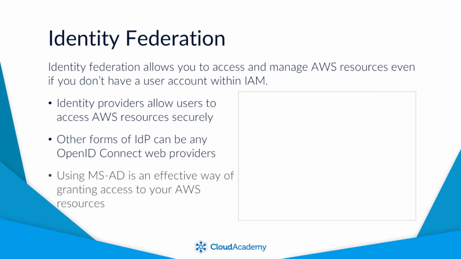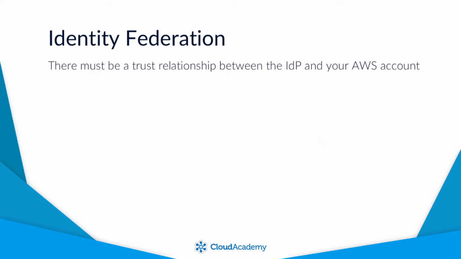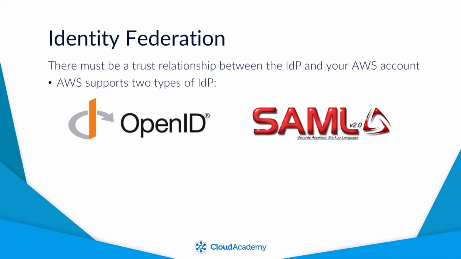As the vast majority of organizations today are using Microsoft Active Directory, using MSAD is an effective way of granting access to your AWS resources without going through the additional burden of creating potentially hundreds of IAM user accounts. As a part of the configuration process to implement federated authentication, a trust relationship between the identity provider and your AWS account must be established. AWS supports two types of identity providers: OpenID Connect, also often referred to as Web Identity Federation, and SAML2.